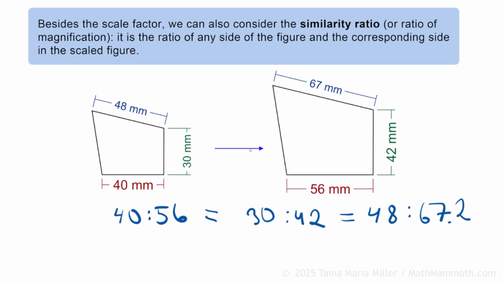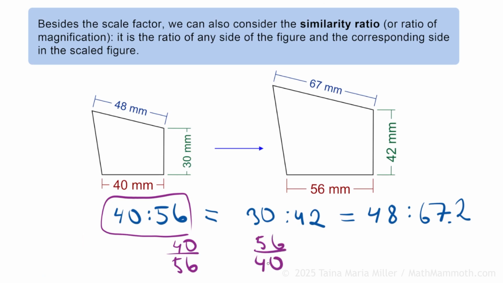The figure becomes bigger, so each one of these sides got multiplied by a number that's more than 1. The scale factor is more than 1. This ratio here, 40 to 56, if I write it as a fraction, it's less than 1. That cannot be the scale factor, but the scale factor is this here. I flip those numbers. Now it is more than 1, and I can simplify it.